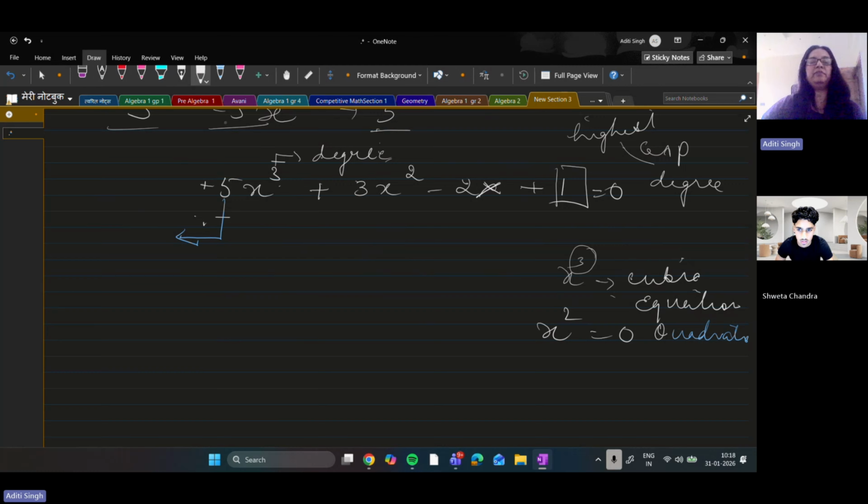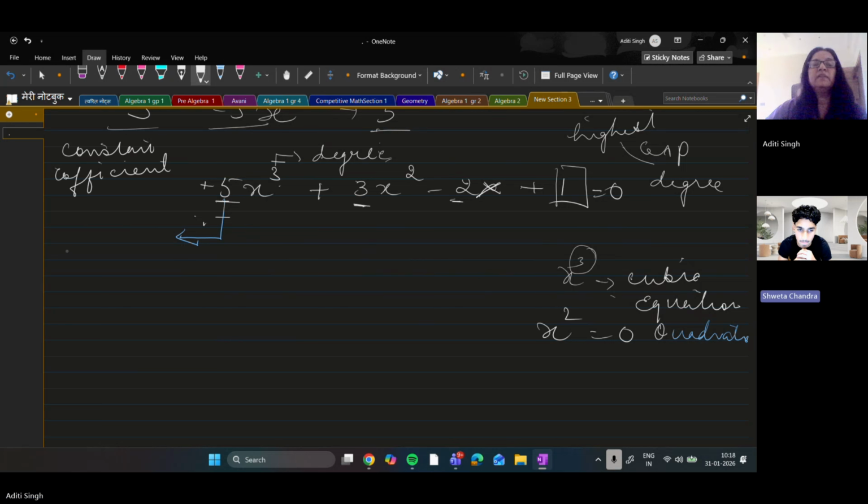Look, all of these are numbers. These are constants. But in algebra we don't use the word constant. We use coefficient. You must have heard the word coefficient. These are the numbers attached to the variable. So they are called coefficients.